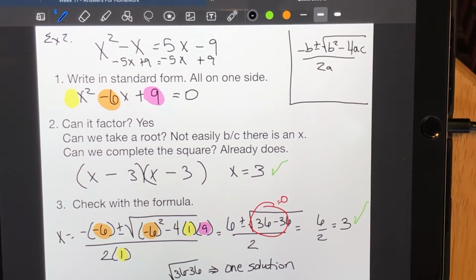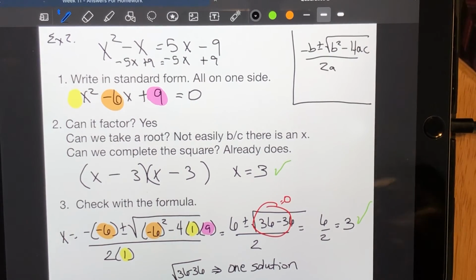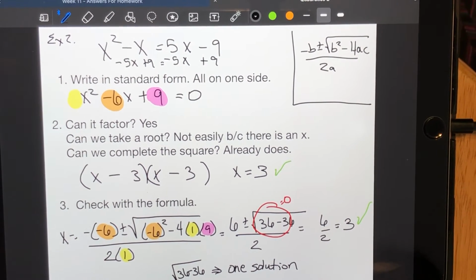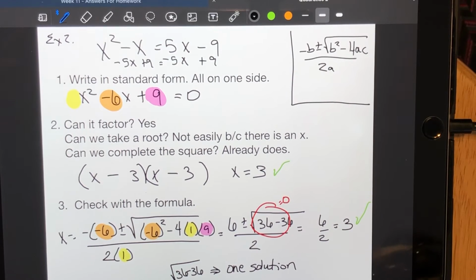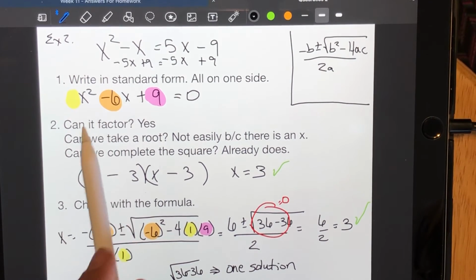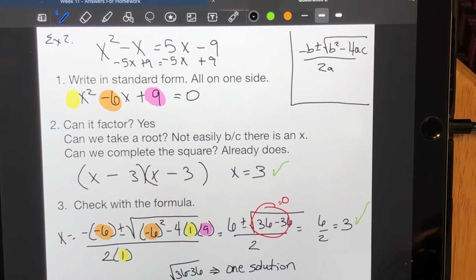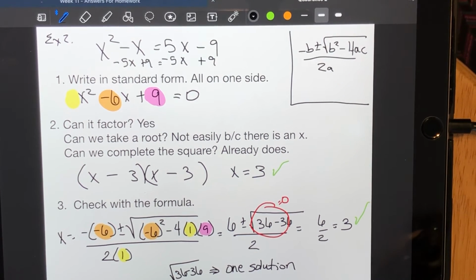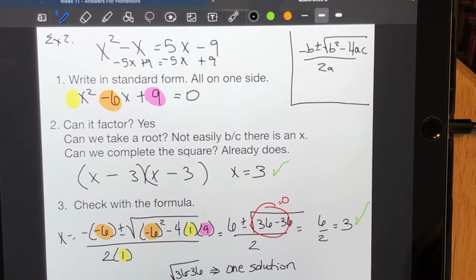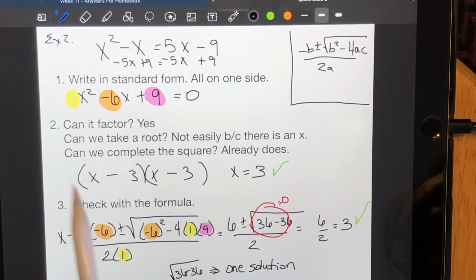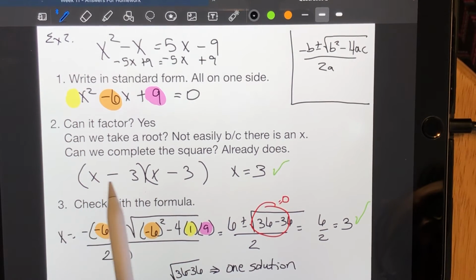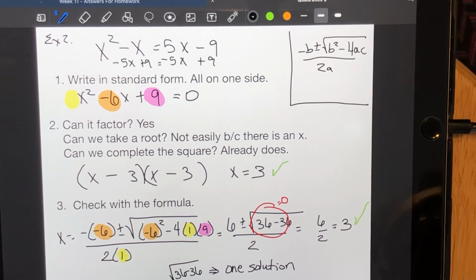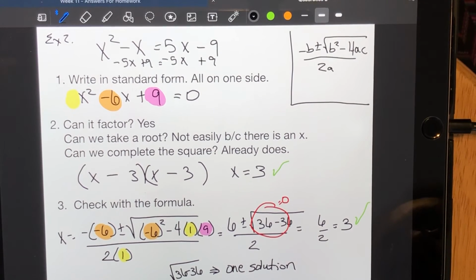So can it factor? Yes, it can factor. Can we take the root? Not really. Can we complete the square? We didn't need to do that because it could factor. In this case, I'm looking at 9, going, are there any two numbers that multiply to be 9 and add up to be 6? Yes, 3 and 3. I needed them to add up to be 6, but they needed to be negative 6, so we have two negatives. So I had x minus 3, which gives me, in both cases, x is simply 3.